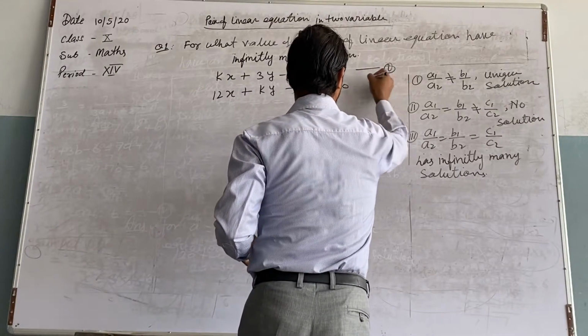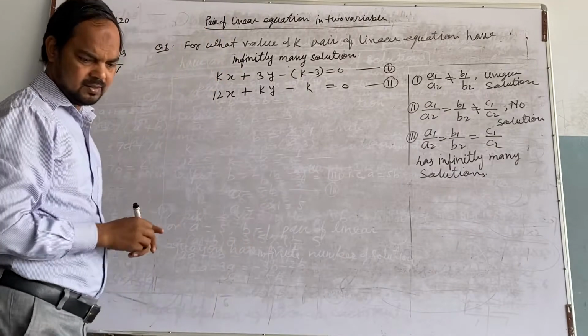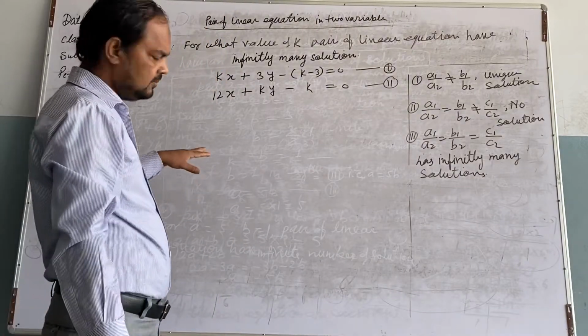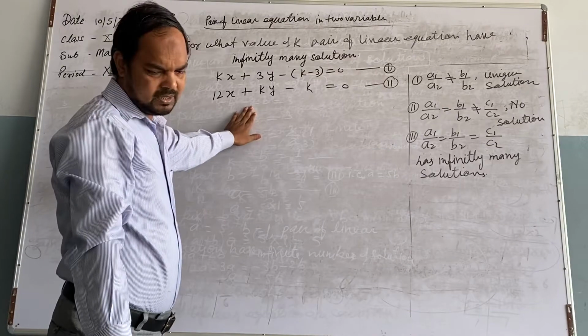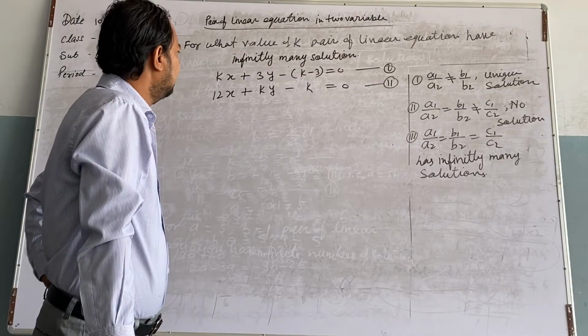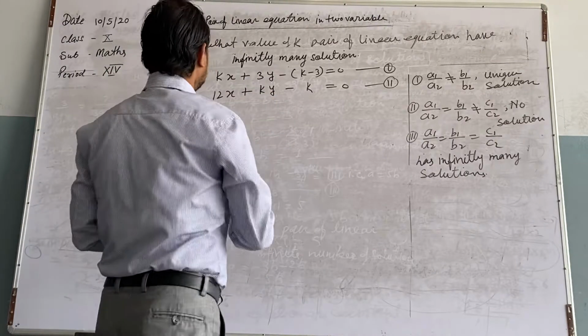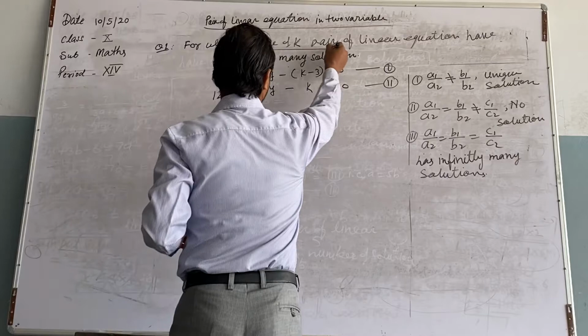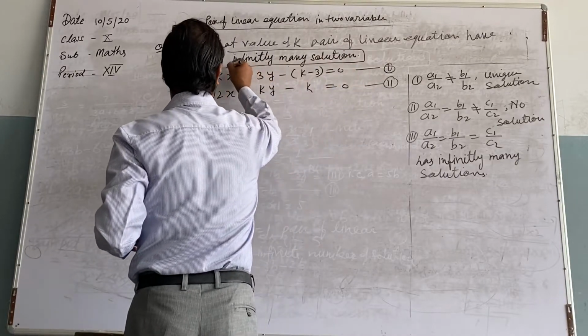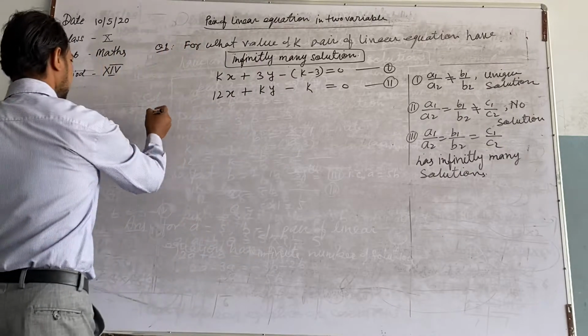This is equation number 1, this is equation number 2. Right? 12x plus ky minus k equal to 0. Now we will try to find out this k, and the given condition is infinitely many solutions. Given condition is infinitely many solutions. So what is the solution?